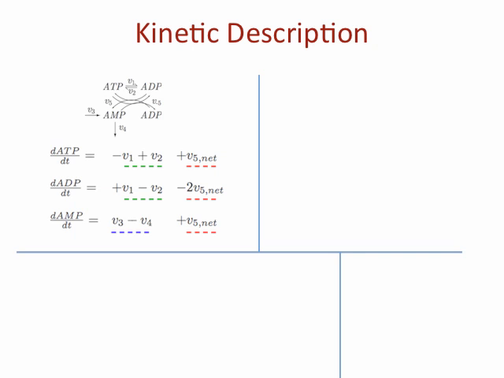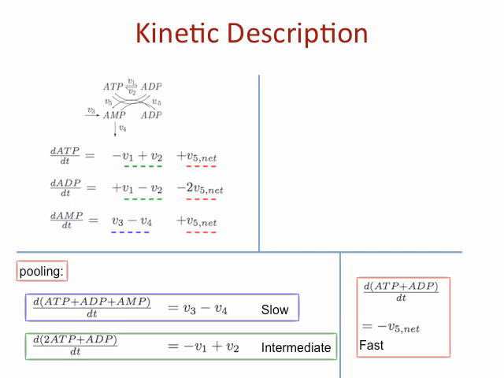The structure of these equations is important because I can a priori do some pooling of variables here. Let's look first at the blue box. If I simply add these three differential equations together to get the dynamics of the capacity, ATP plus ADP plus AMP, you can see that the only fluxes that move the capacity are the slow fluxes, the fluxes that are the smallest in the system. So this capacity will, by default, have slow dynamics.